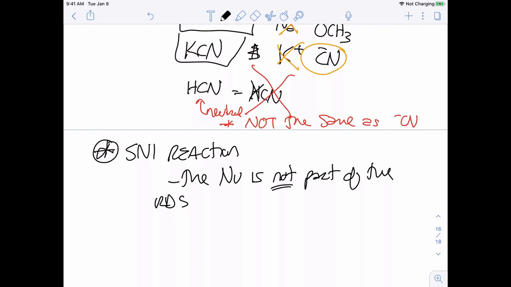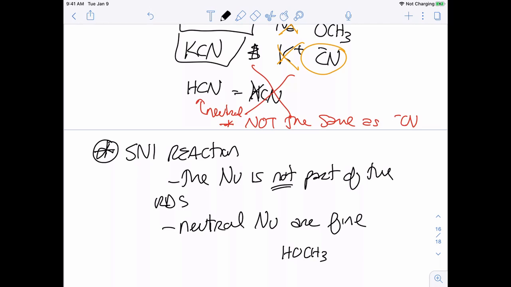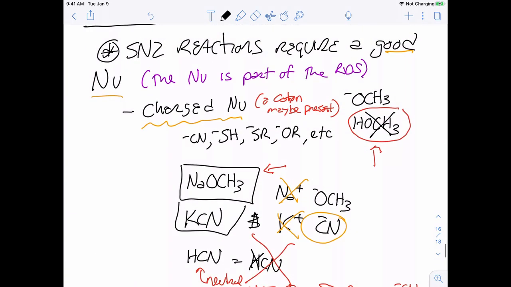It could actually be a not so good nucleophile. So neutral nucleophiles, by neutral I mean uncharged, are fine. So this is where we could use that methanol example, that alcohol, where we could use HCN, that sort of thing. H2S, not to be confused with SH minus. Those are versus. These guys we're not going to do. So neutral nucleophiles are fine for SN1, but not for SN2. SN2, we need a good one. It's part of my rate determining step.